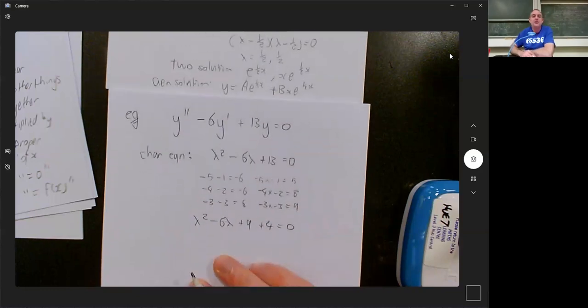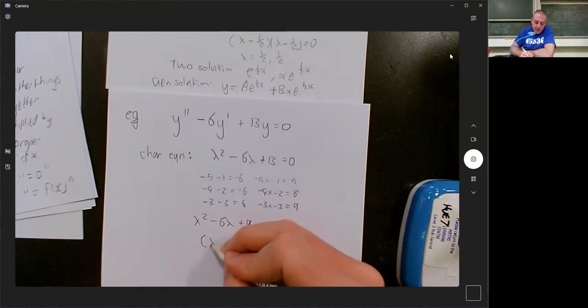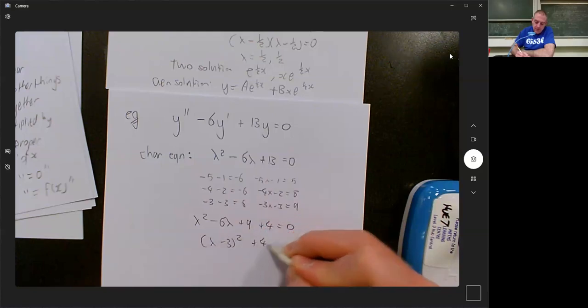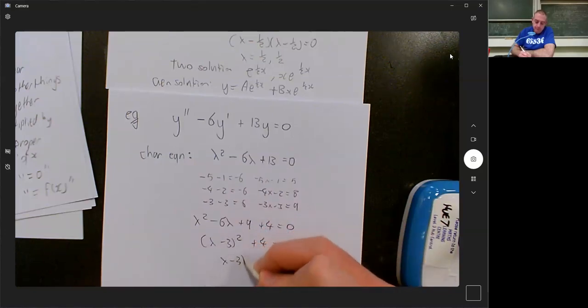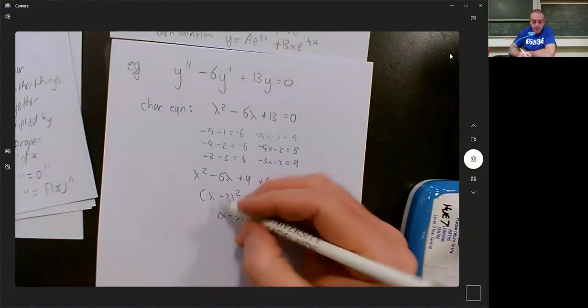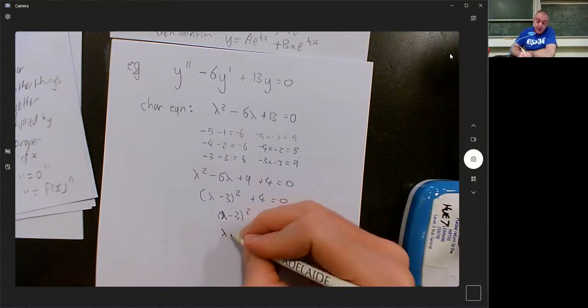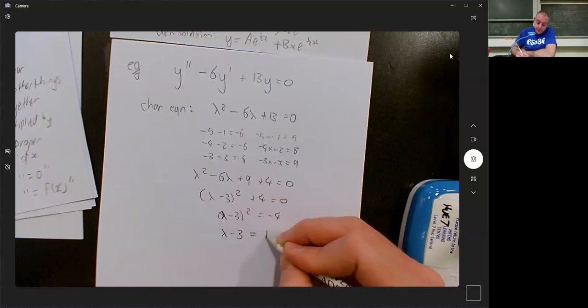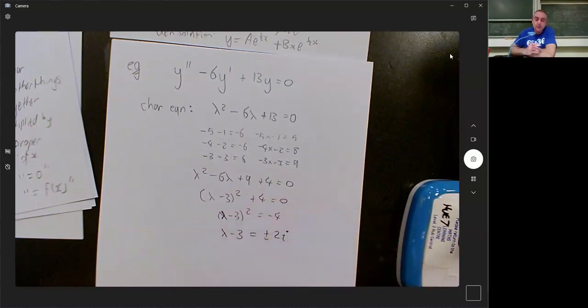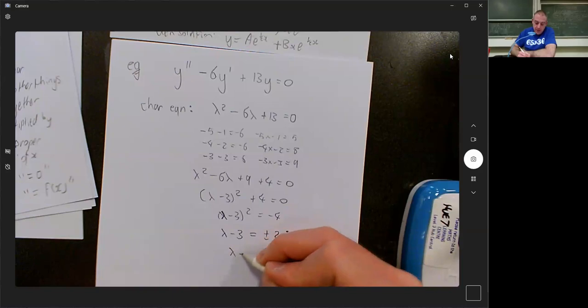I'm going to split that 13 into a 9 and a 4, and then this bit is lambda minus 3 squared. And I get to here. And that's good because I knew there weren't any real answers. I can't get a real number squared and get the answer minus 4. That's impossible. But I can get a complex number. When I square root the minus 1, it becomes i. When I square root the 4, it becomes 2. And so lambda is 3 plus or minus 2i.